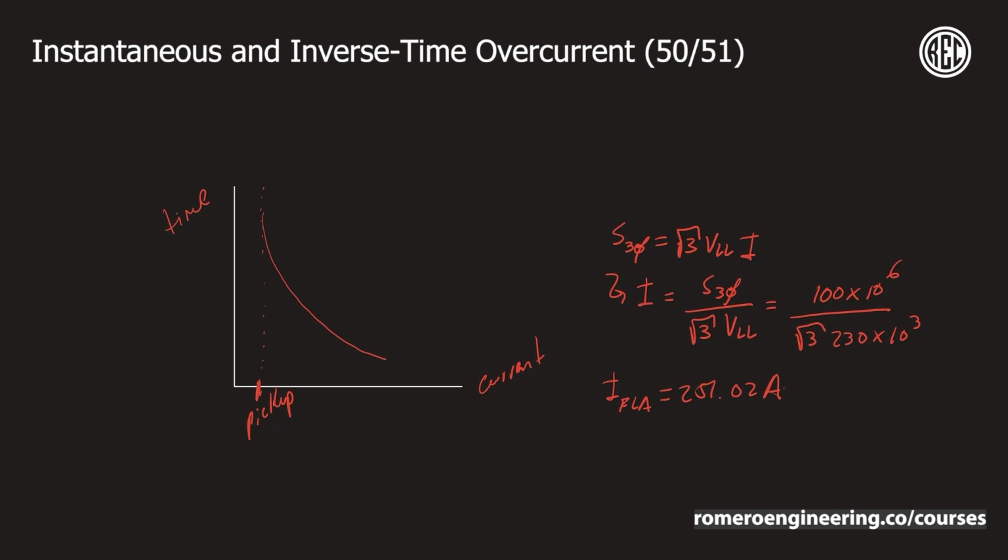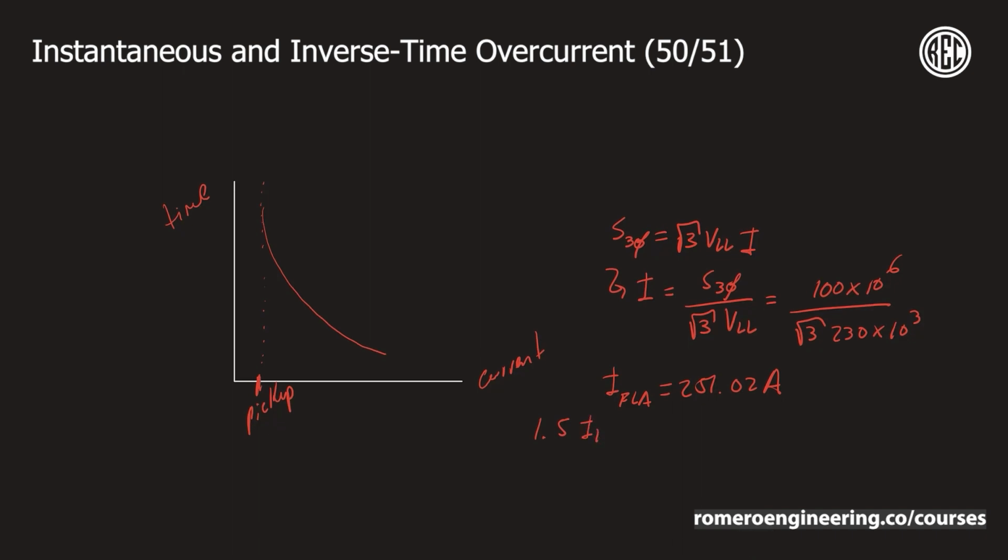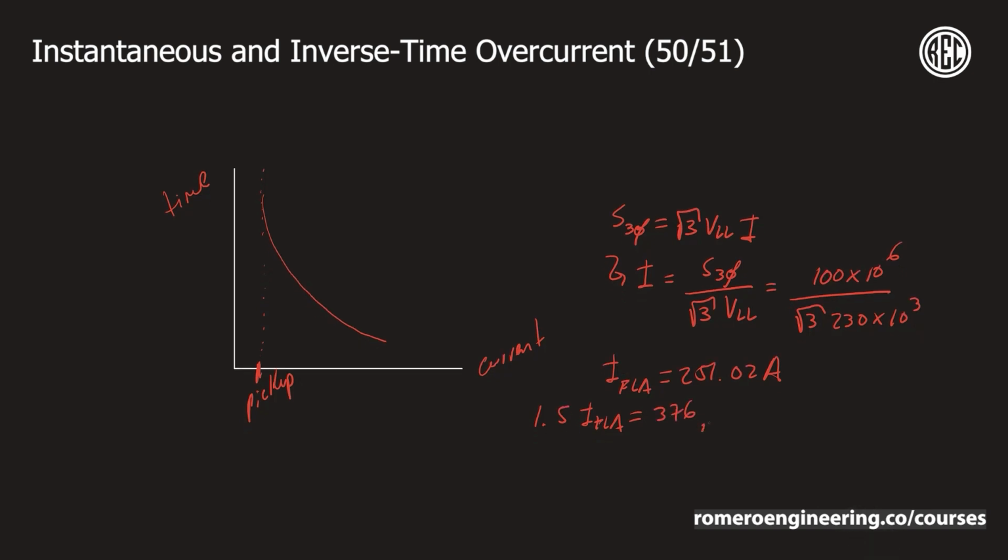Now, again, I said that we want our pickup to be higher than that because we want to be able to load the transformer up to that point. So we're going to be using a 1.5 factor, so 150% of the full load amps of the transformer. So 1.5 times I_FLA, which is the full load amps, is going to be equal to 376.53 amps. Now, this is, of course, in primary amps.